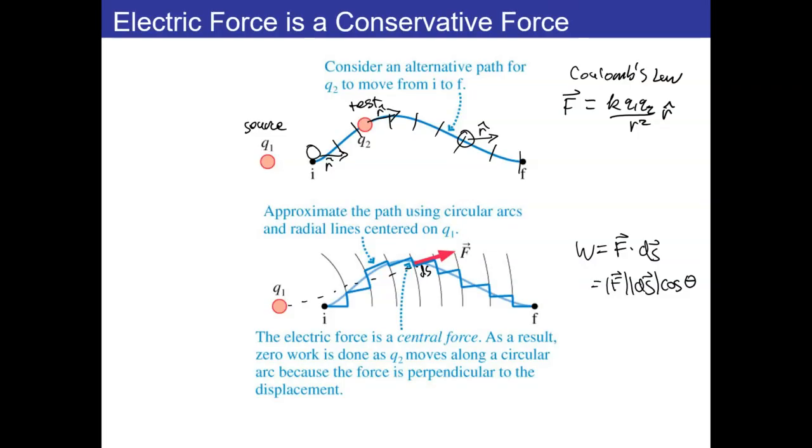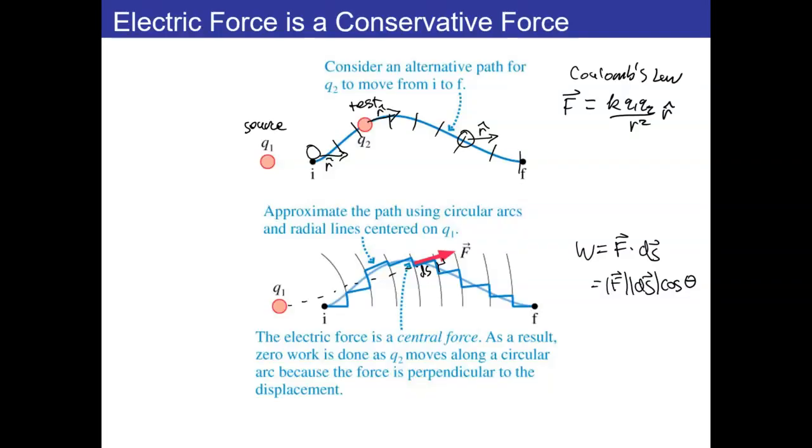Now, if I'm going in one of these tangential segments, like this, the angle between my force vector and my displacement vector is 90 degrees. What is cosine of 90 degrees? 0, right? So you can see that I will only do work when I'm going along the radial paths. Anytime I go tangentially, I'll do no work. Work, no work, work, no work, work, no work, all the way from one point to the other. So I can add up all those contributions from all the different radial segments. That will give me my total work from point I to point F.